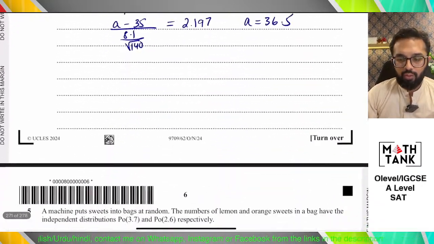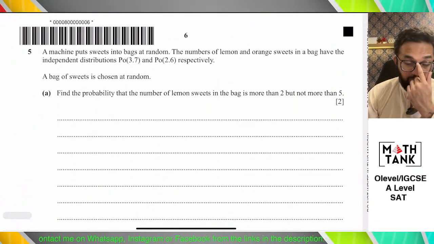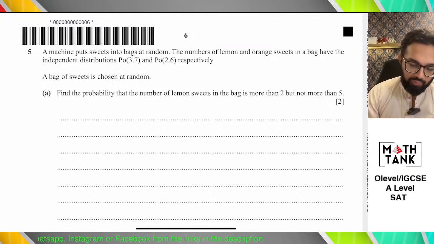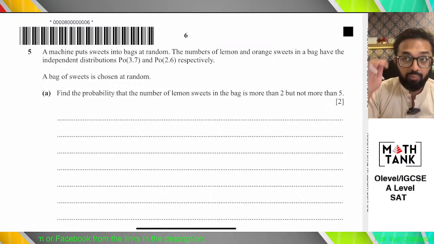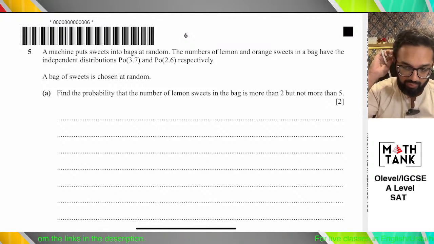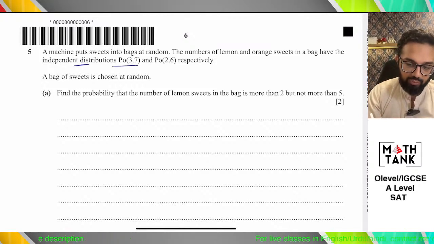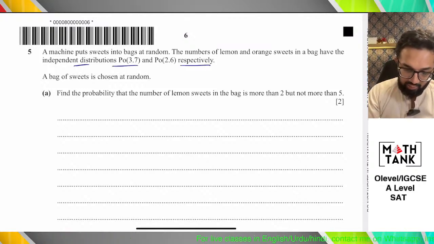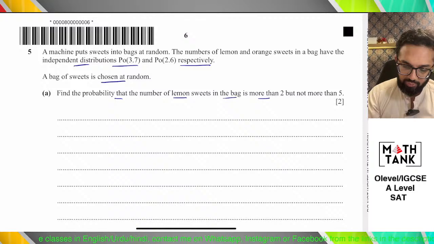Okay. Moving on, question number 5. It says a machine puts sweets into bags at random. The number of lemon and orange sweets in a bag have independent Poisson distributions, respectively. A bag of sweets is chosen at random. Find the probability the number of lemon sweets in the bag is more than 2 but not more than 5.